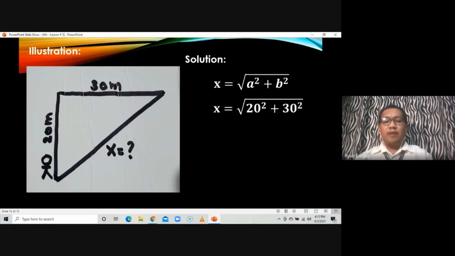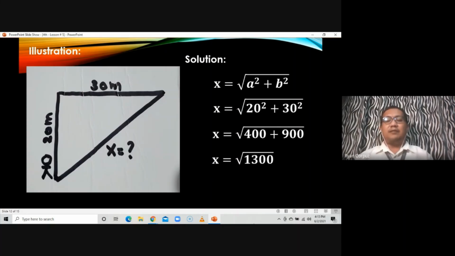Then 20 squared, that's 20 times 20, and 30 squared, that's 30 times 30. So magkakaroon tayo ng x is equal to the square root of 400, that's 20 times 20, and 900 for 30 times 30. 400 plus 900 is equal to 1,300. Before, ang ginagawa pa natin dyan is we find the factors of that radicand wherein one of its factors is a perfect square.